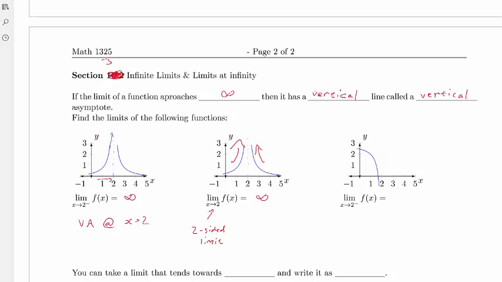Okay, and this one, as we approach 2 from the left, what's going on here? Well, we're plunging down towards negative infinity. Okay, so now let's put on our thinking caps for a second here. Hopefully they've been on this whole time.